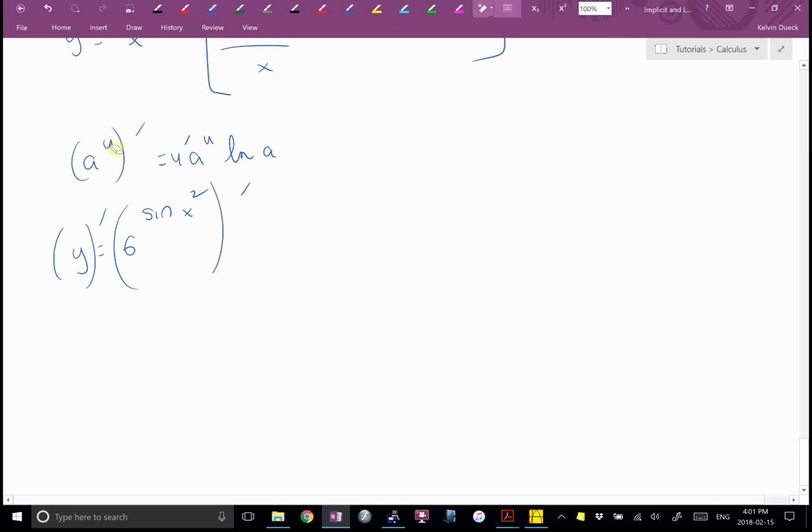However, you have this handy-dandy little pattern here. Maybe I can use this as a shortcut. Let's see. Apparently, this is going to be u prime a to the u ln of a. Here, I would probably make a list. What's sitting where the a is in my question? What's sitting where the u is in my question? And while we're at it, what's u prime? Two, chain rule. Rewrite what's inside times the derivative of what was inside.